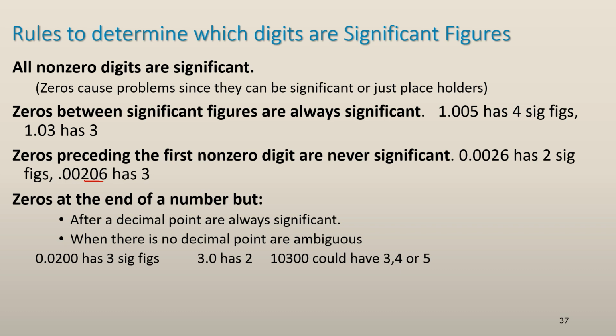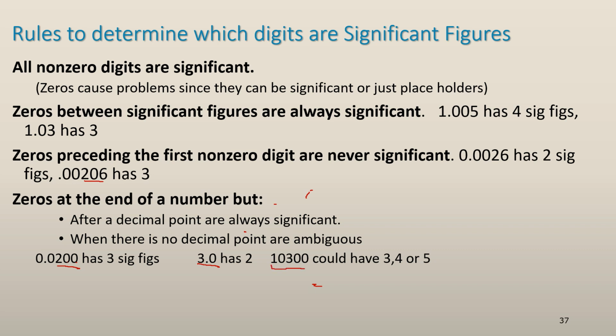So for example, here, 0.0200. Okay, the 0.0200 has 3 significant figures. The 0 beforehand is not, but these 2 zeros, because they come after a decimal, are considered significant. I mean, otherwise, why would you bother writing them at the end if they're not significant? 3.0, yes, that's considered significant again, because that's 2 significant figures, because I'm telling you that number is 3.0. I measured it to the 10th place.